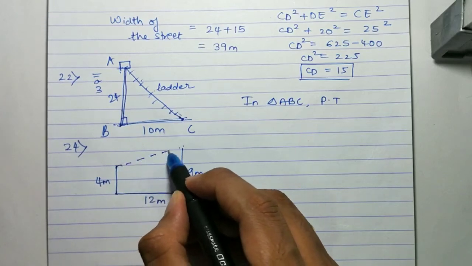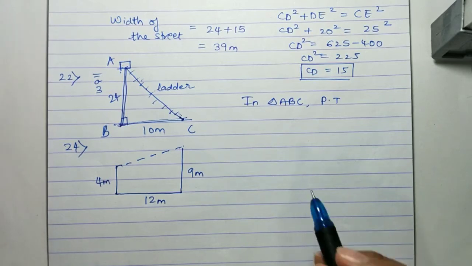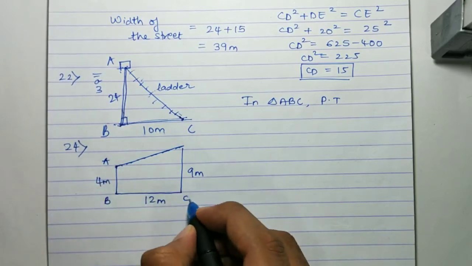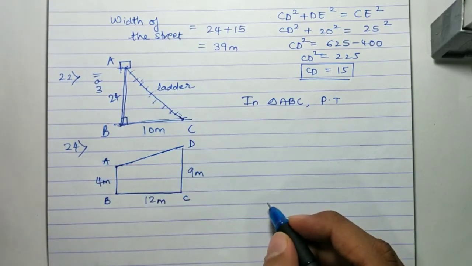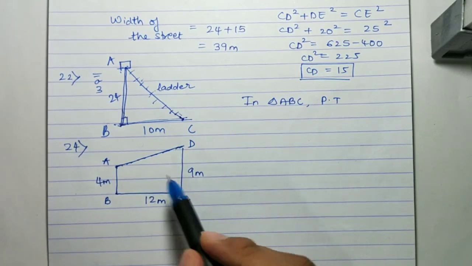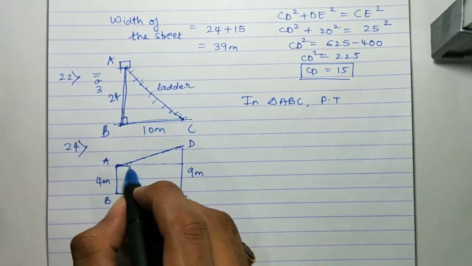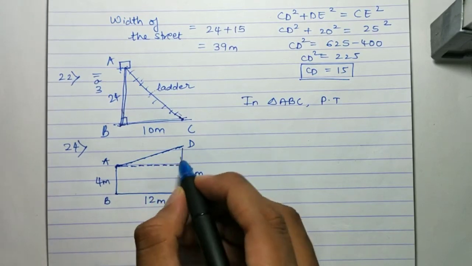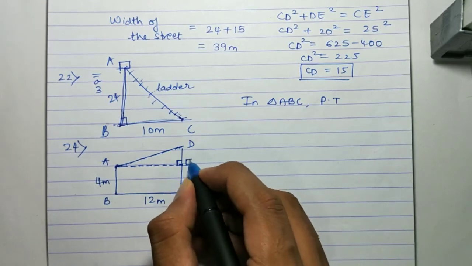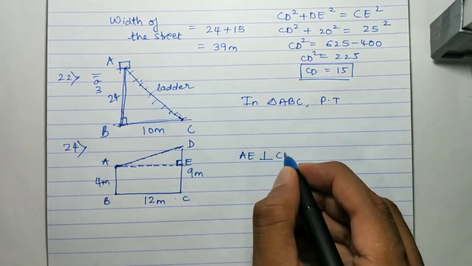That means this distance. How can it be done? See carefully. First let's give them the names A, B, C, D. Okay. Now we have to find this side. So what we will do, first I'll draw a perpendicular from A on CD. I'll draw a perpendicular like this, and name this point as E. So I will draw AE perpendicular to CD.